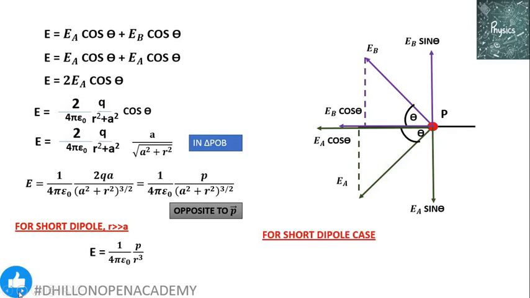One last thing. If you compare the short dipole case for both the axial line as well as the equatorial line case, you can easily prove that the electric field due to the axial line is 2 times that of the electric field due to the equatorial line. For that, simply write the expression for the short dipole for the axial and the equatorial case, divide the two, you will get the equation. I hope you will understand how to derive the electric field for these two cases.